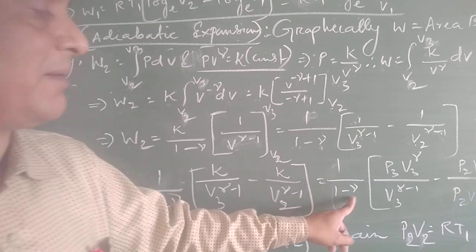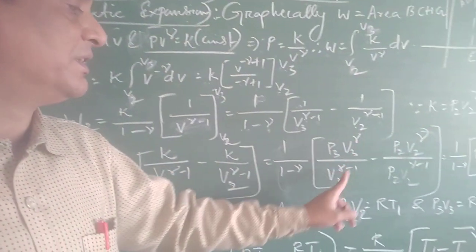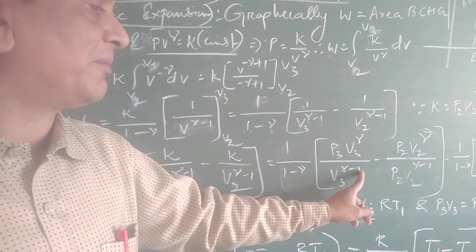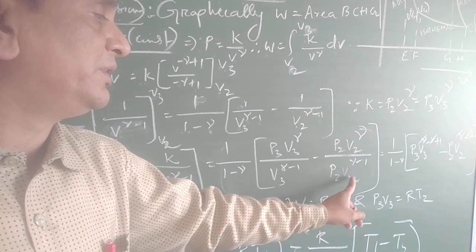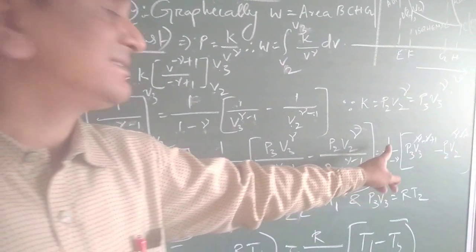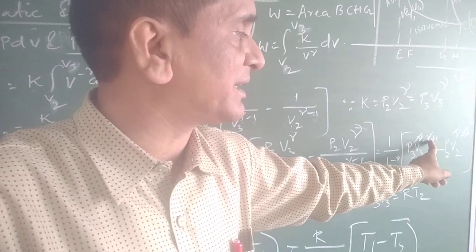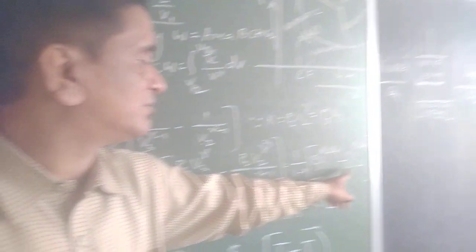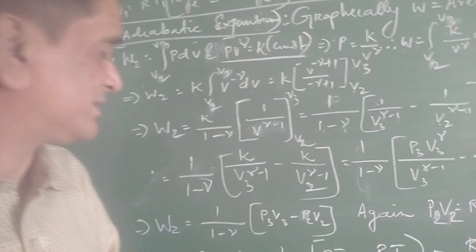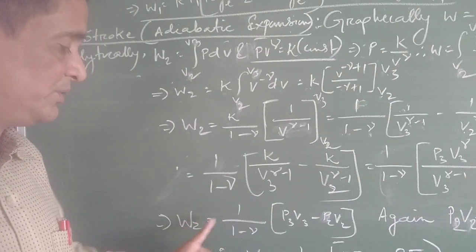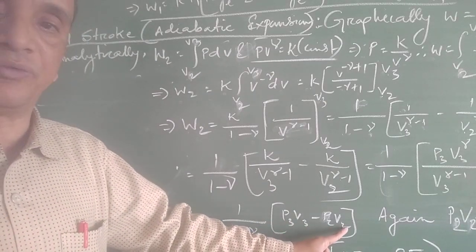So in 1 by 1 minus gamma, instead of K we can put P3 V3 to the power gamma divided by V3 to the power gamma minus 1, minus P2 V2 to the power gamma divided by V2 to the power gamma minus 1. The result is 1 by 1 minus gamma times P3 V3 to the power gamma minus gamma plus 1, minus P2 V2 to the power gamma minus gamma plus 1. The whole result is W2 equals 1 by 1 minus gamma times P3 V3 minus P2 V2.